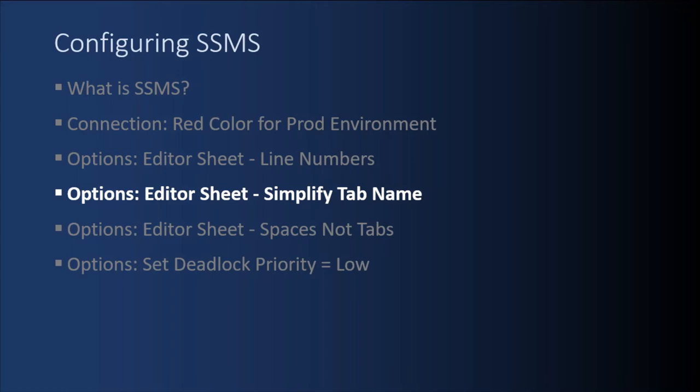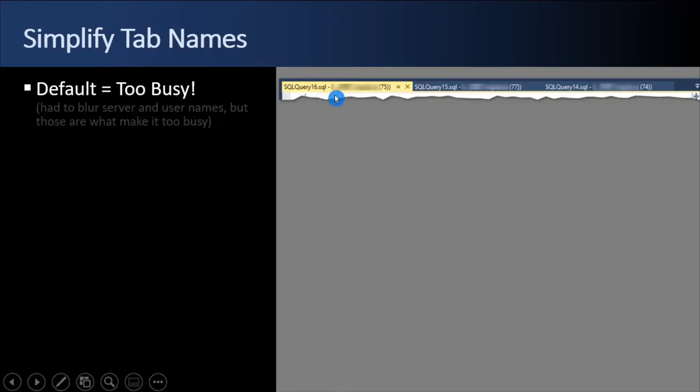Next up, we're going to simplify the tab names on the query editor sheet. The default has them pretty cluttered and long, and by simplifying them, you can shorten them down and get more on screen. So here we are in the query editor window with the defaults. It's just too busy. There's a file name, I've blurred out the server name and username for security reasons, and then there's a SPID, a session ID.